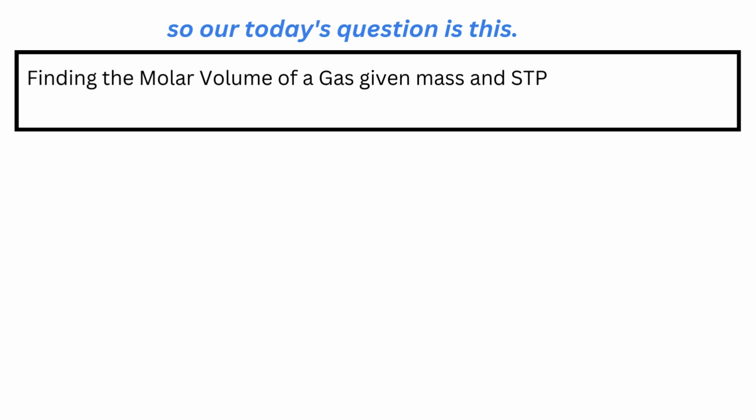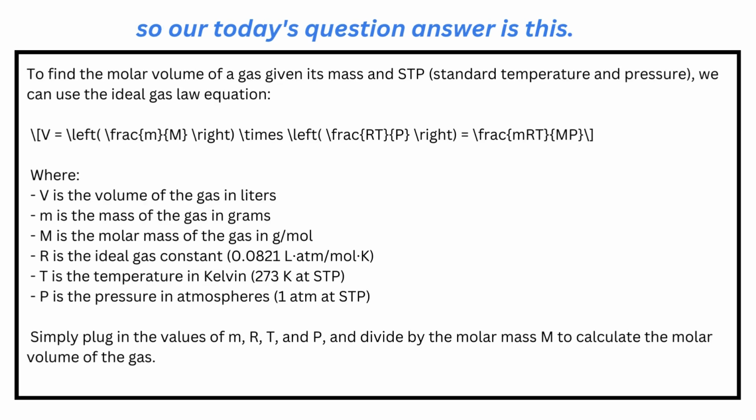Finding the molar volume of a gas given mass and STP. The correct answer is to find the molar volume of a gas given its mass and STP, standard temperature and pressure.